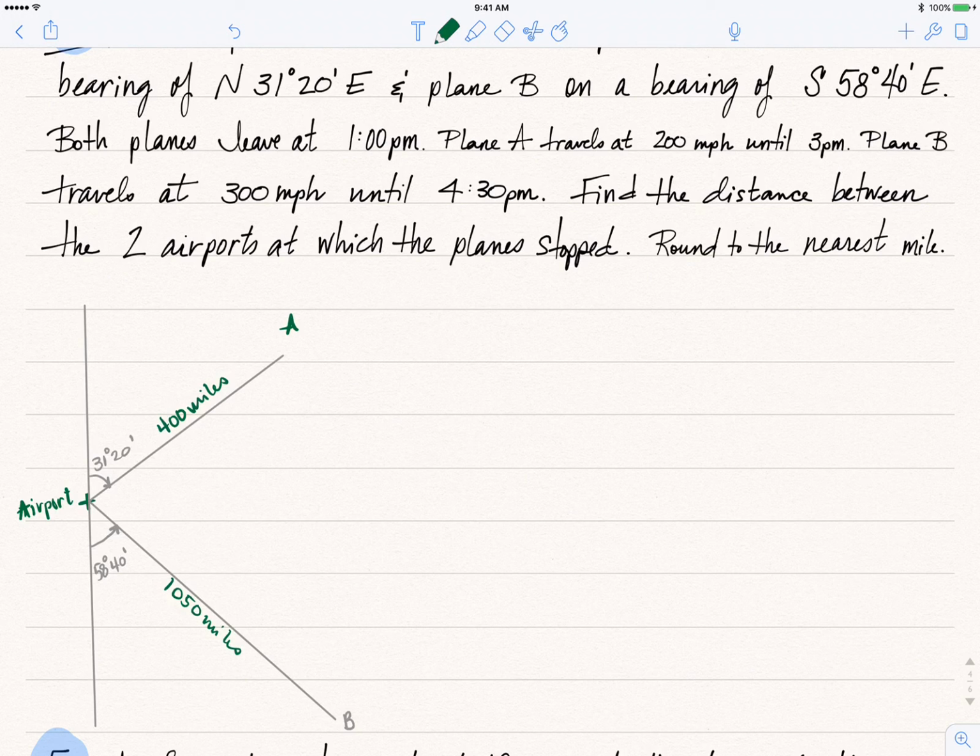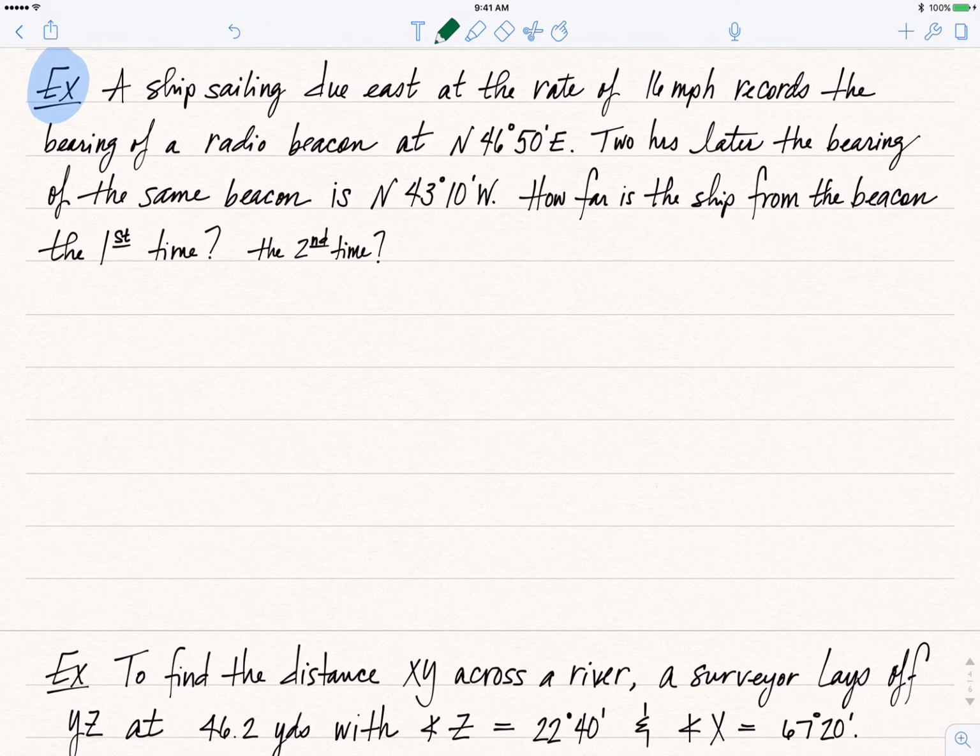Find the distance between the two airports at which the planes stopped. So basically, we want to find the distance from the airport where A is, to the airport where B is. This is our unknown. That's how you draw that one. Let's go to the next one then.